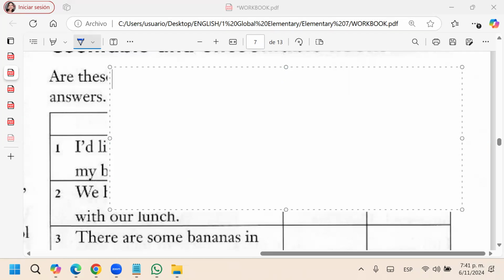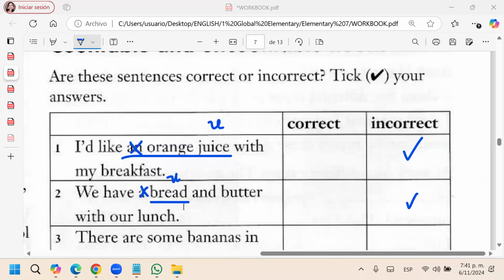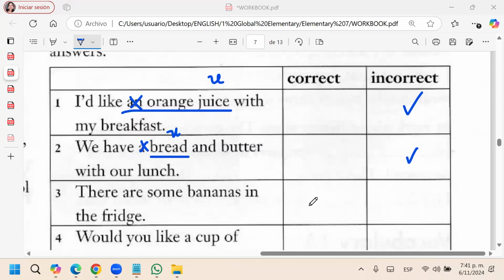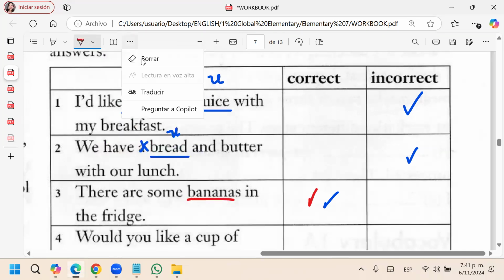So I cannot say a bread. Some bread. A little bread. A piece of bread. But bread is uncountable. The third one, there are some bananas in the fridge, is correct. Good. Bananas, it's in plural, it's a countable noun. So yeah, correct.